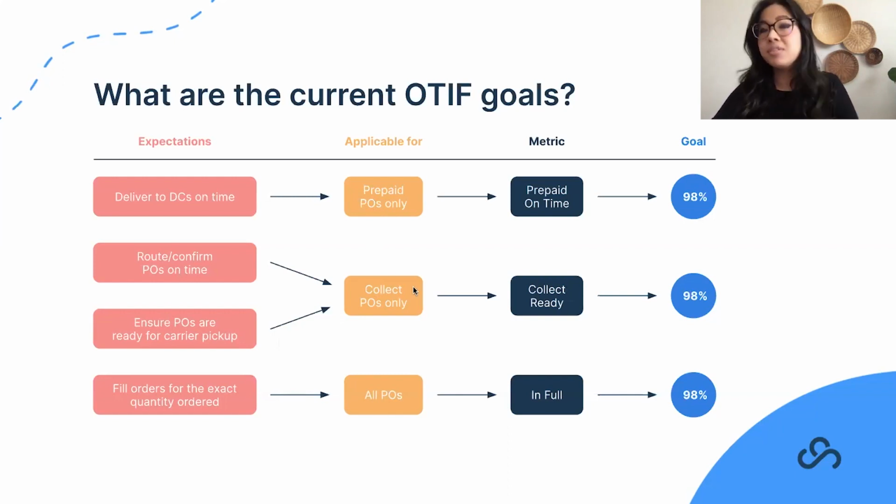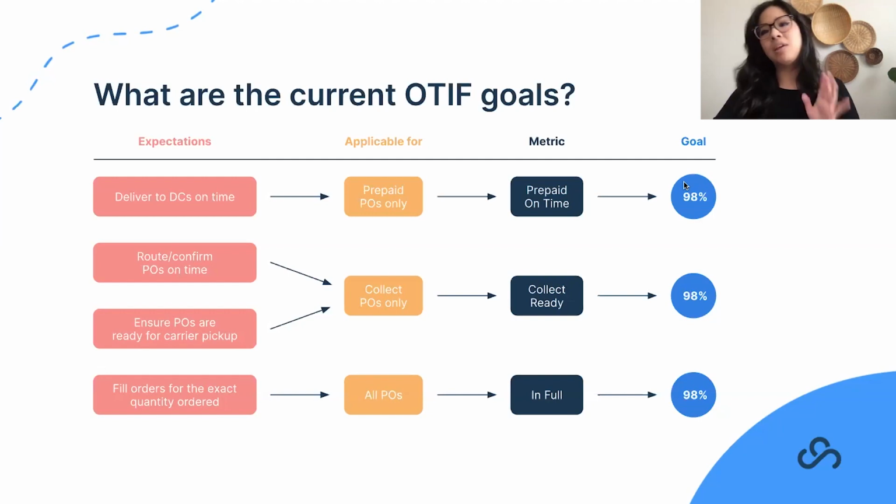So you're not necessarily supposed to get it there on time, but you do have to make sure that product is ready when Walmart's fleet shows up to get your product. And then for the in full piece, of course, this applies to everybody, no matter if you're prepaid or collect. The expectation, of course, is that you are filling orders for the exact quantity that is ordered. So again, Walmart orders 100 cases. The expectation is that you are filling at least 98.